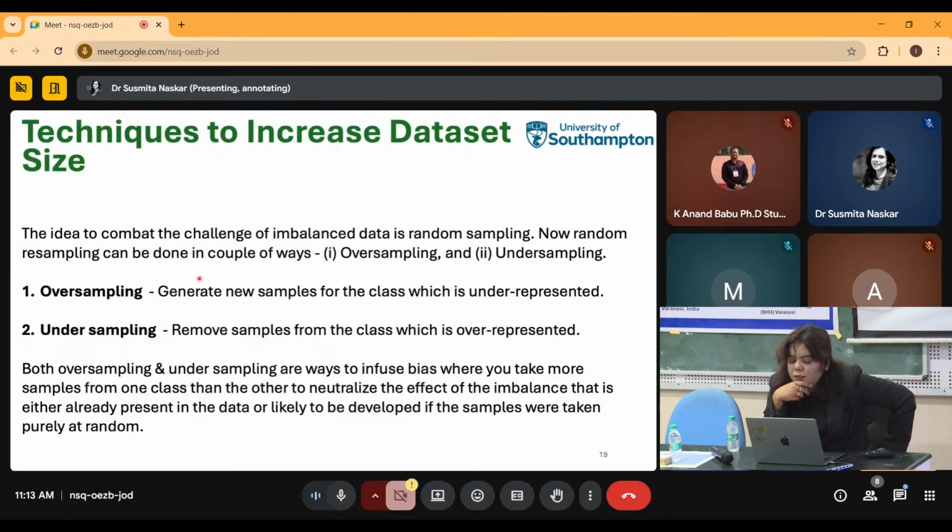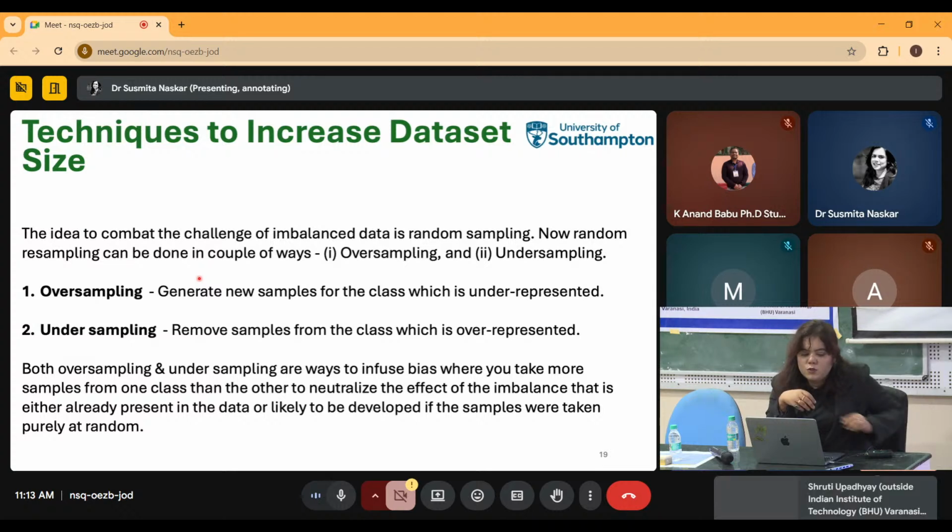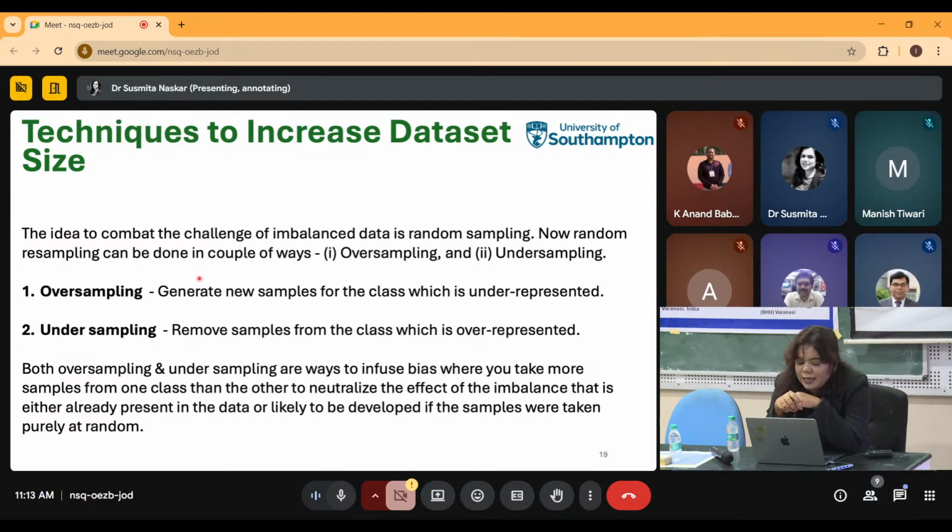So now you will see that there are also ways we can change the sample we train on. The idea is to understand that random sampling can be done in several ways. Definitely we are talking here about oversampling and undersampling, but it can also be a mixing of oversampling and undersampling as well.